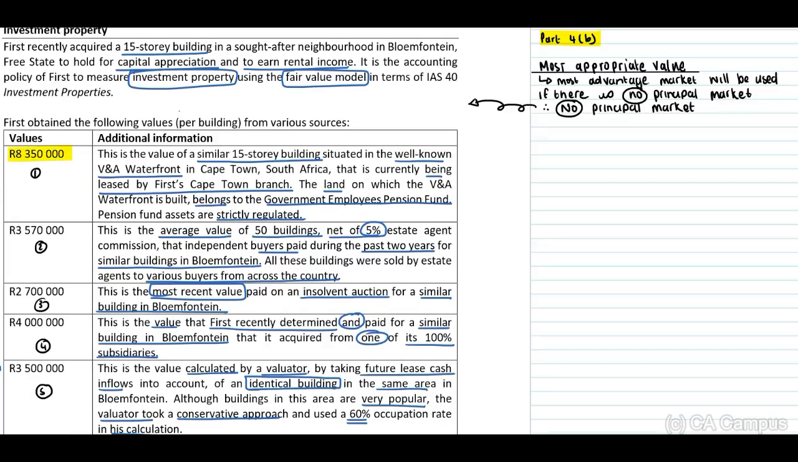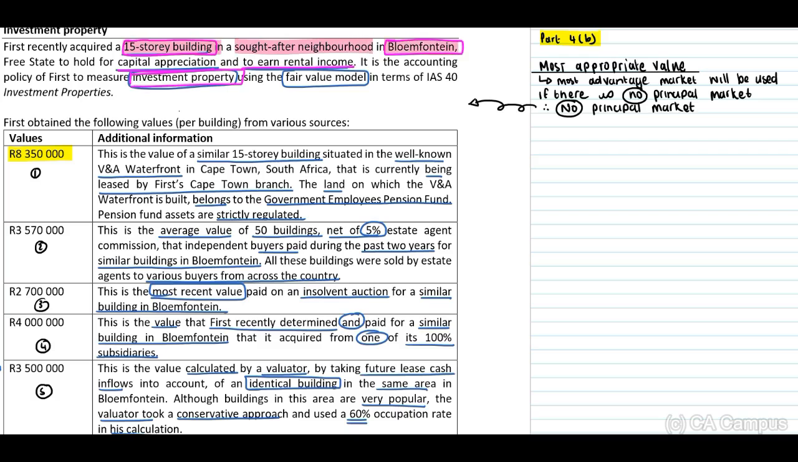Okay, now let's look at the first value, 8,350,000. Remember, they indicate to us in the first paragraph on the left side top of your screen that this is a 15-story building in Bloemfontein. Oh, Afrikaans coming through, hey? Sorry guys. Free State, to hold for capital appreciation and earn rental income. And we know that this is investment property. Therefore, keywords: 15-story, soft aftermarket neighborhood and Bloemfontein.